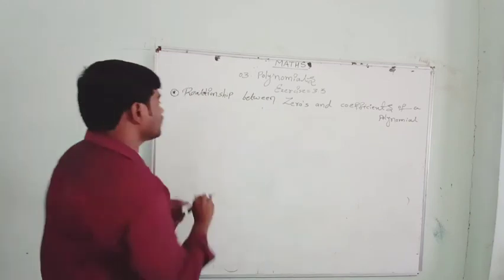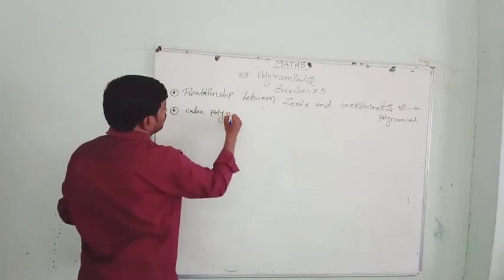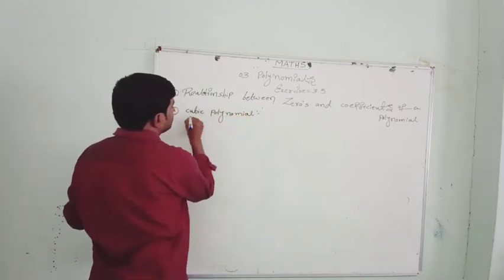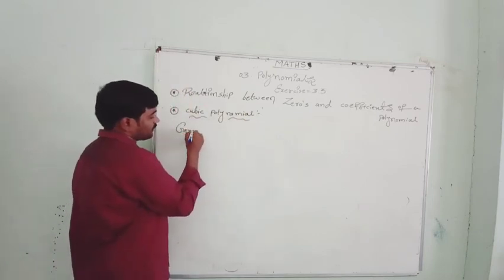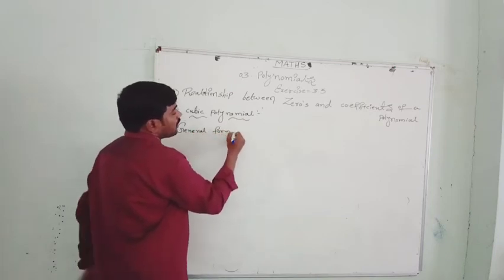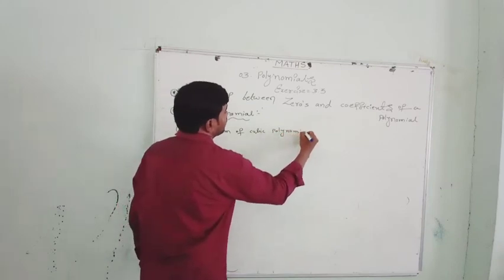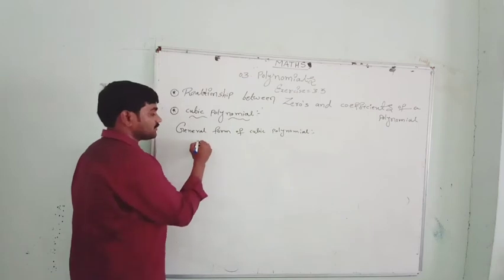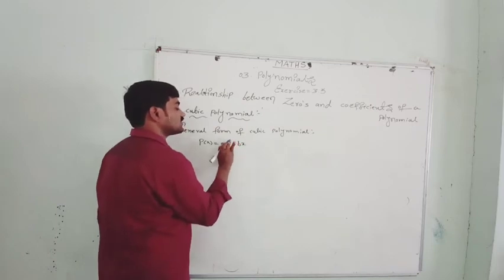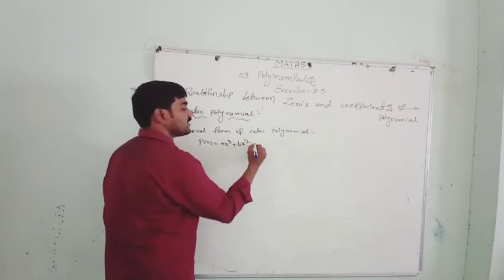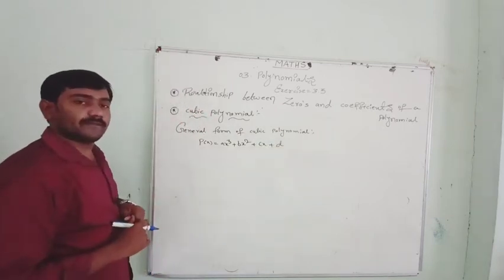Okay. Then about the cubic polynomial. First of all, the general form of a cubic polynomial. The general form of a cubic polynomial is p of x equal to ax cube plus bx square plus cx plus d. Okay, this is the general form of a cubic polynomial.